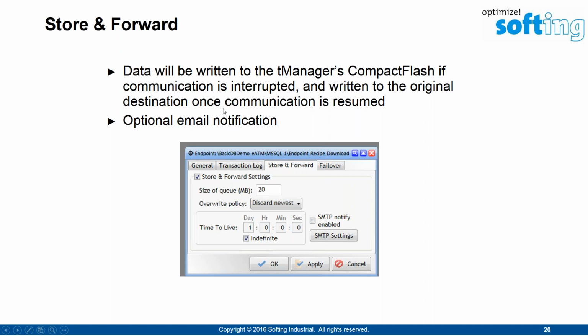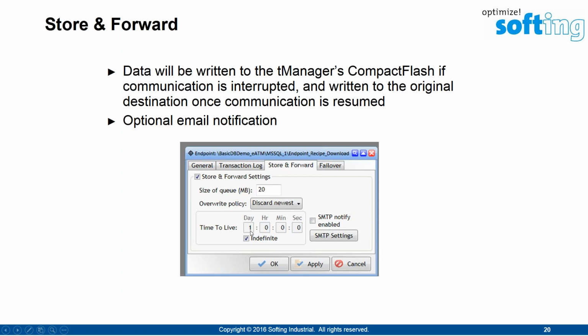So here's a little bit more about the store and forward functions. When you enable it, this feature places transactions in a queue on the tManager until the destination is available. You choose how much memory in the tManager you want to make available for a specific transaction, and once it gets full, you can select the override policy. Do you want to discard the oldest message or the newest data?